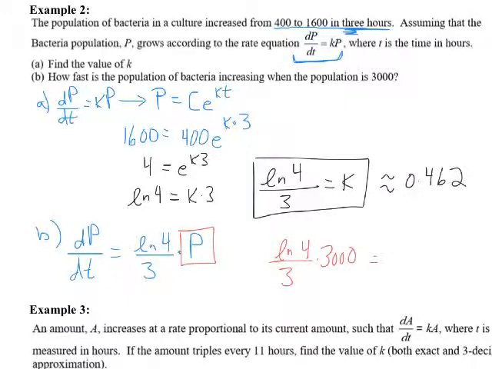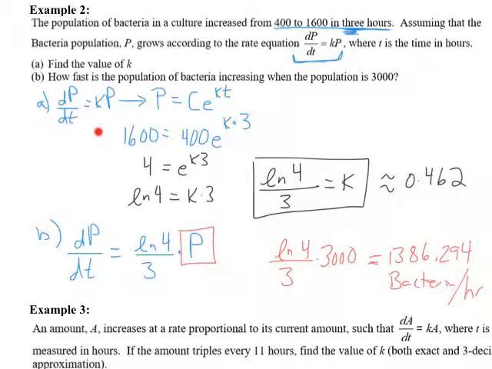and that is roughly equal to 1386.294 bacteria per hour. So at the time when our population is 3,000, we're growing by approximately 1,300 bacteria every hour. So that's a pretty straightforward example.